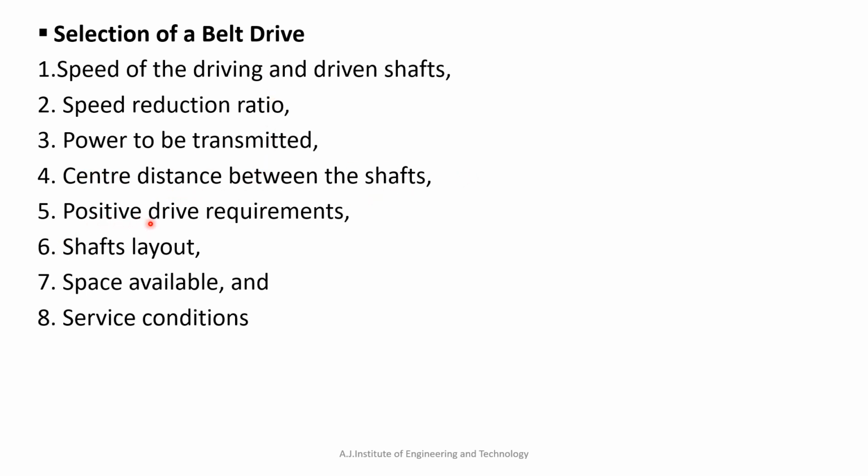Next, positive drive requirement, meaning positive drives without any friction. Next, shaft layouts, and the space available to transfer power. Next, service conditions, since maintenance is required for belt drives. That is also one of the parameters while selecting belts. These are the parameters required for the selection of belt drives.